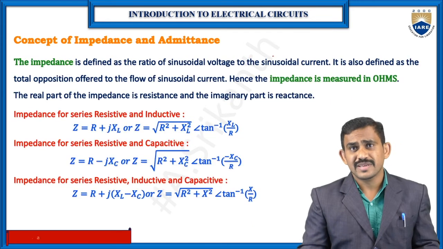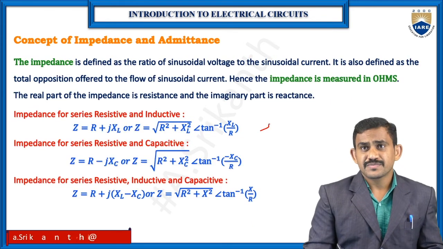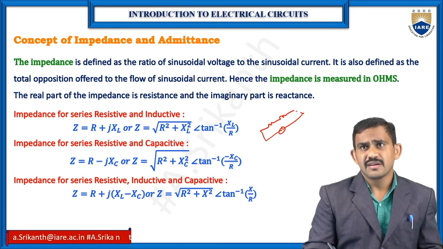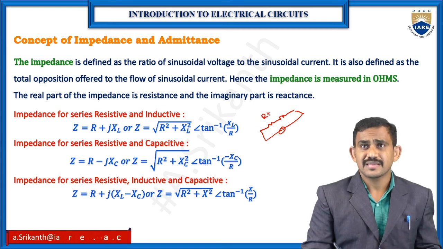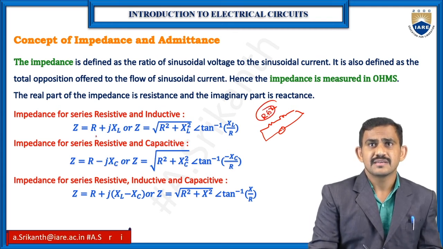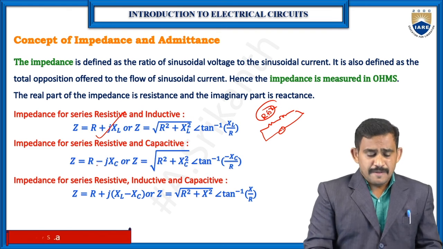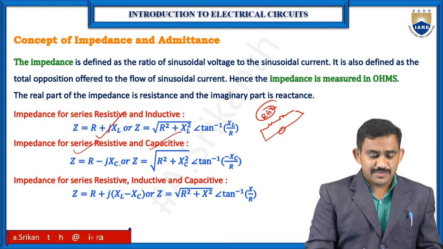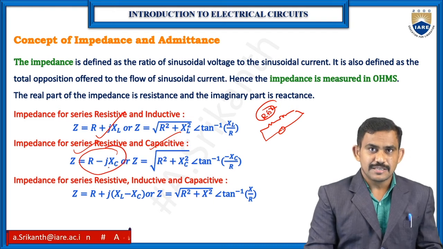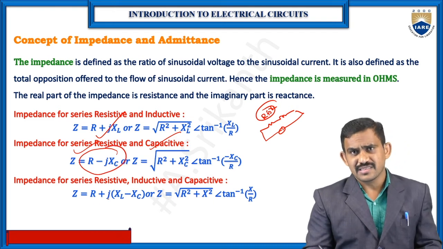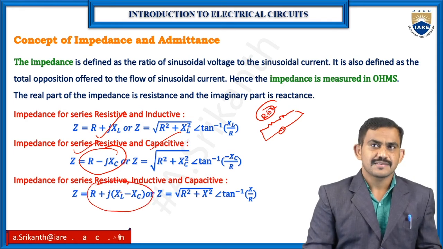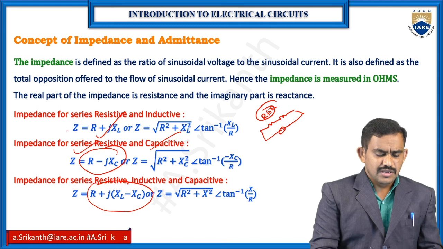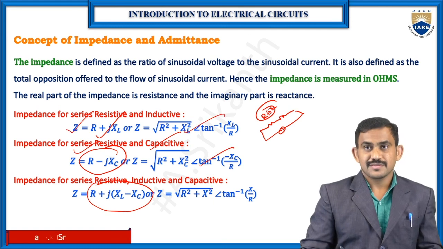We add both values when the resistor and inductor are in series. Suppose this is some supply I have, and both are in series. Then the impedance value is R plus JXL. You can see here. For resistor and capacitor in series, we have R minus JXC. And for all three in series, we have R plus J(XL minus XC). These are in rectangular form, and this is your polar form.